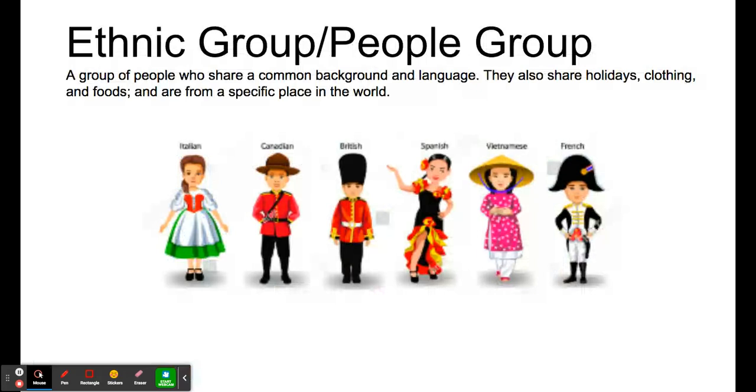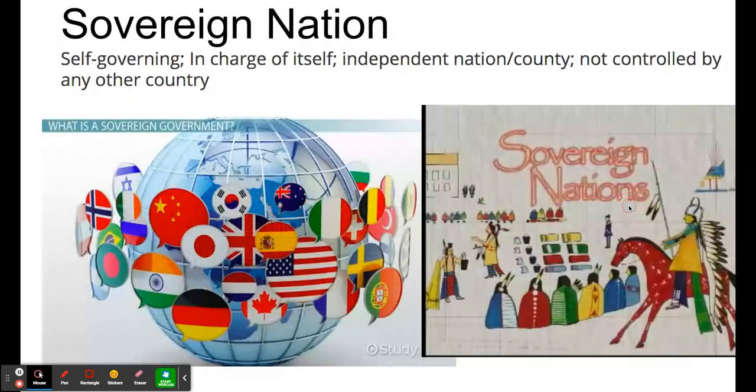My turn, your turn. Ethnic group, people group. An ethnic group or a people group shares a common background and language. They also share holidays, clothing, and foods, and they're from a specific place in the world. They have a specific culture, if you will.